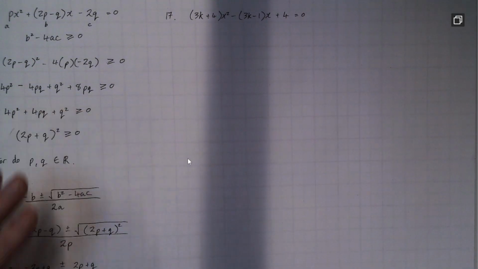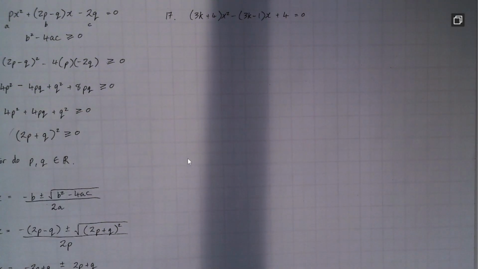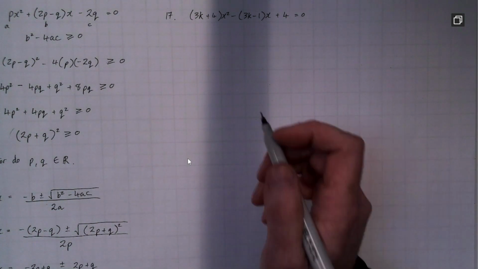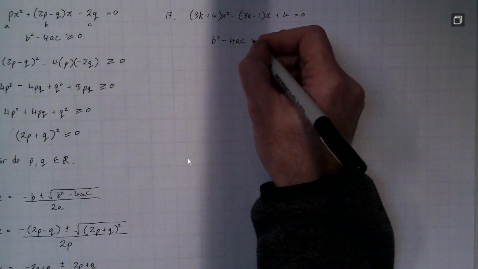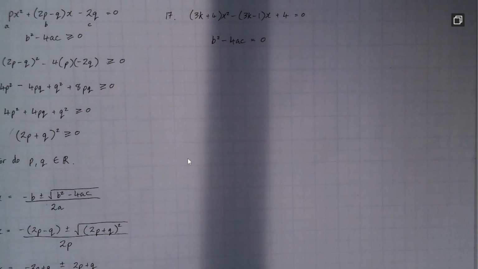Okay, now in the question, determine the values of k if the roots of the equation are equal. Now it says that the roots are equal, they're real and they're equal. So b squared minus 4ac will always be equal to 0 for equal roots.